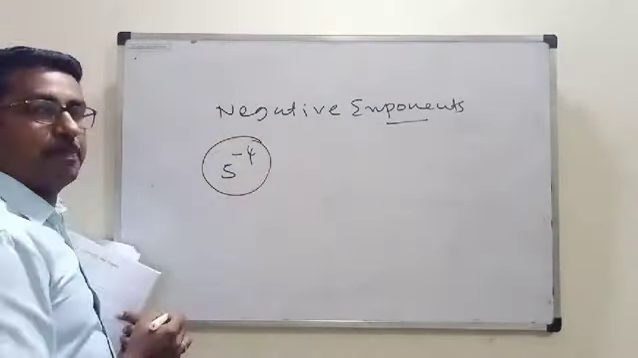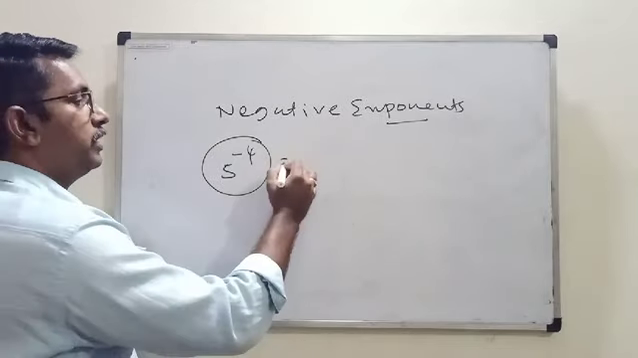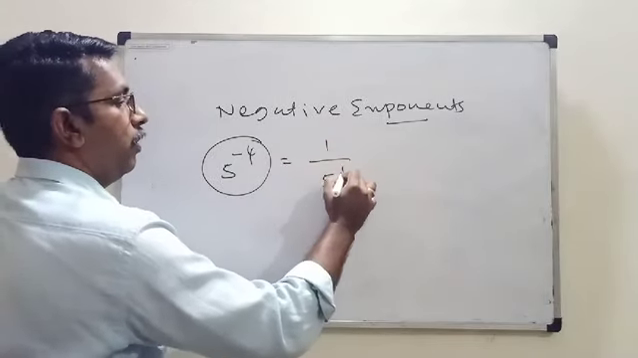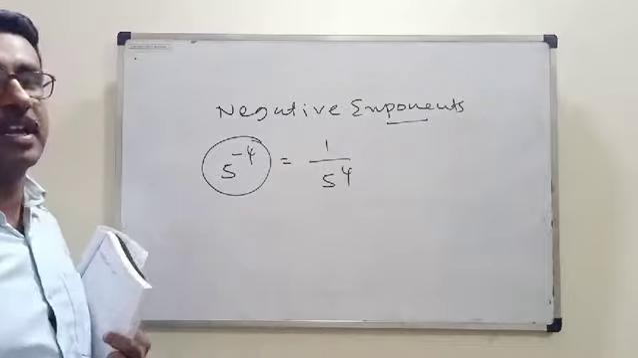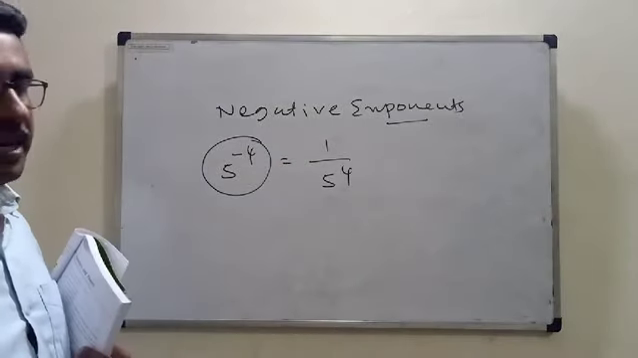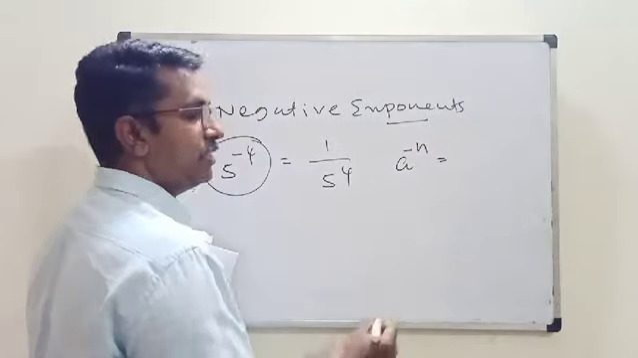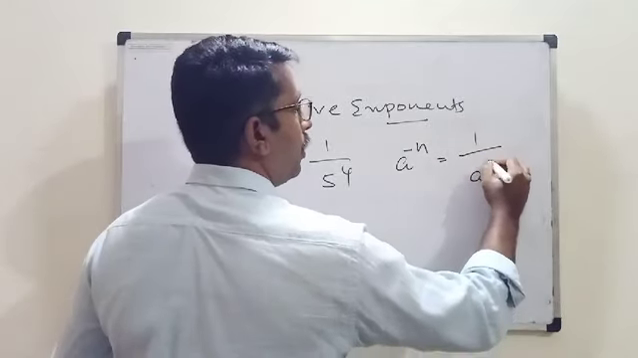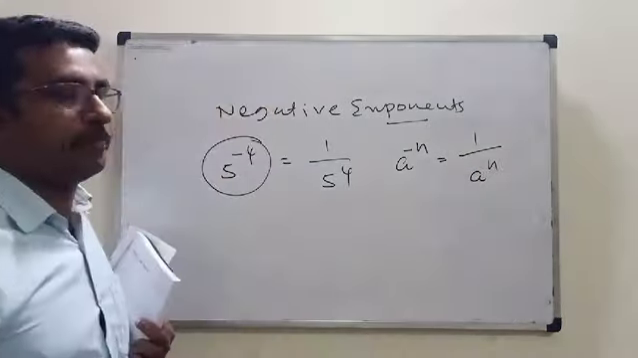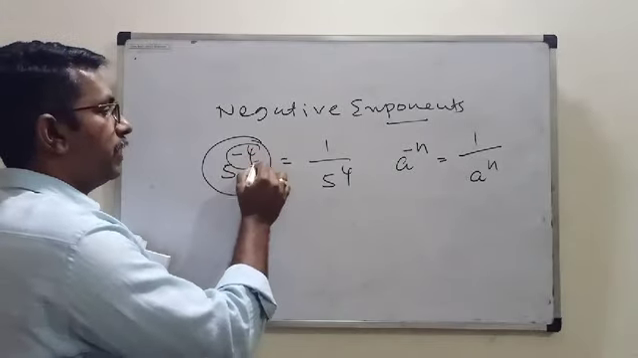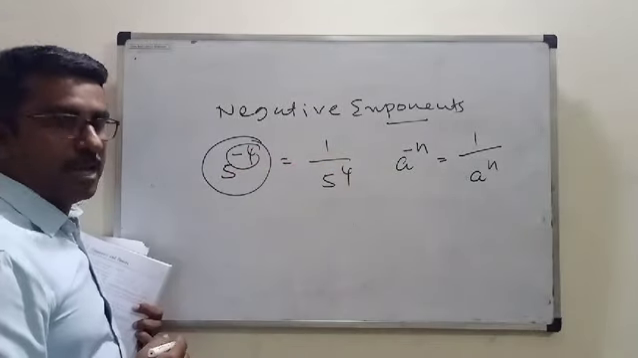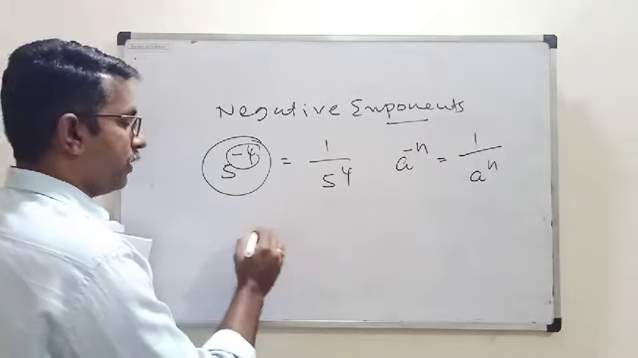It can be written as a positive exponent. How? This is equal to 1 upon 5 to the power 4. In the previous chapter also we discussed about this one, isn't it? So a to the power minus n is equal to 1 upon a to the power n. We can write a negative exponent as a positive exponent. Now you see this one.